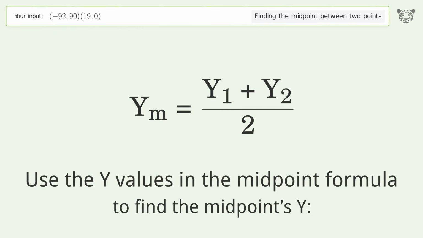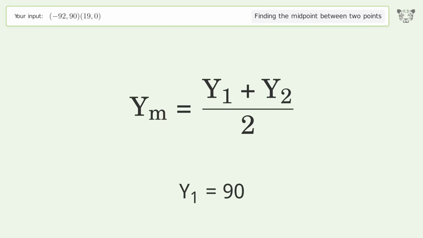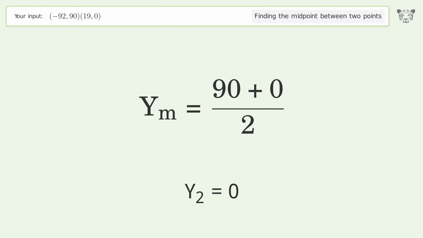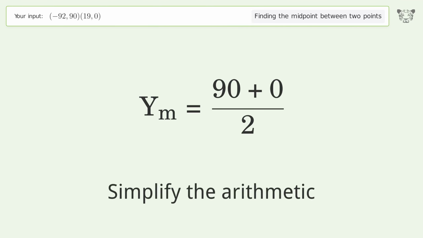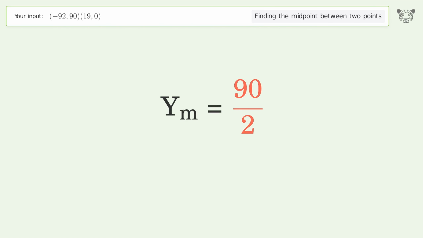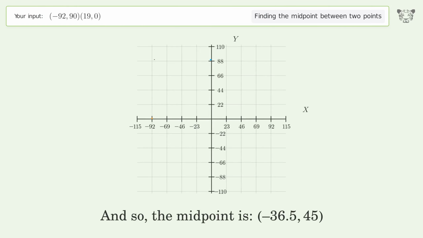Use the y values in the midpoint formula to find the midpoint's y. y1 equals 90. y2 equals 0. Simplify the arithmetic. And so, the midpoint is negative 36.545.